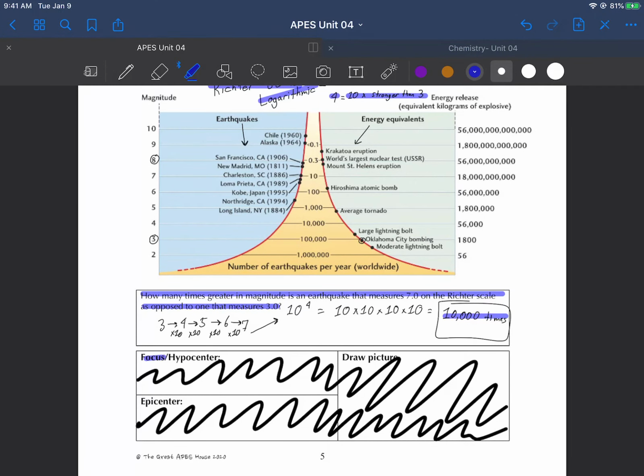We skipped the focus and the epicenter, but if you're curious, the focus is the point in the Earth's layer where a break and a fault happens. It's the actual origin of an earthquake. The epicenter is the focus, but moved that point up to the surface. So rather than happening inside the Earth, the epicenter is at the Earth's surface.